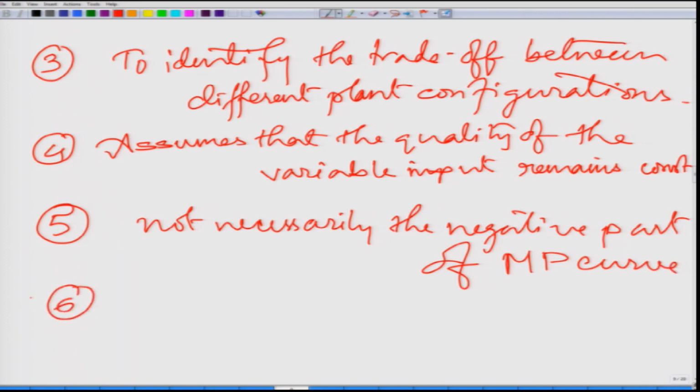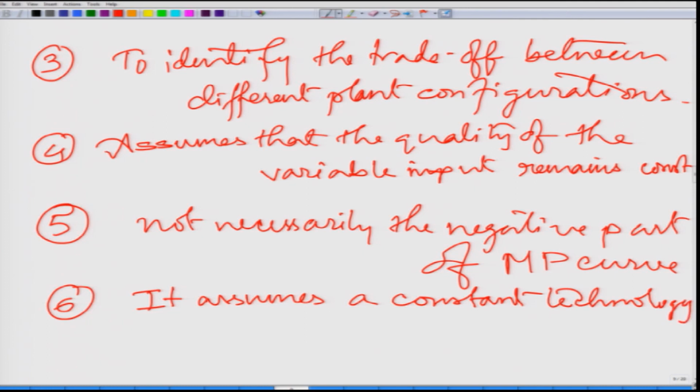Number 6 is, it assumes a constant technology, right? That's the assumption we took when we started discussing the production function, that it assumes a constant technology. Whenever we change any factor of production, the technology never changes, so it remains constant. But if we consider that there is a technological improvement, what happens to the total product curve? Over here this is my total output, total product, and on the x-axis I mentioned my labor input in a given period of time.